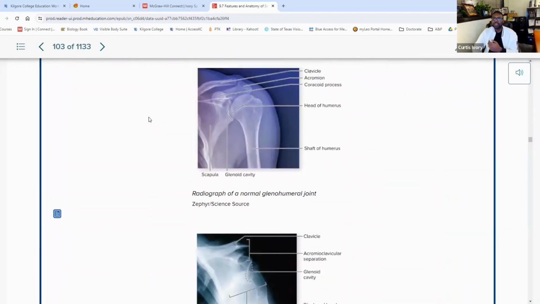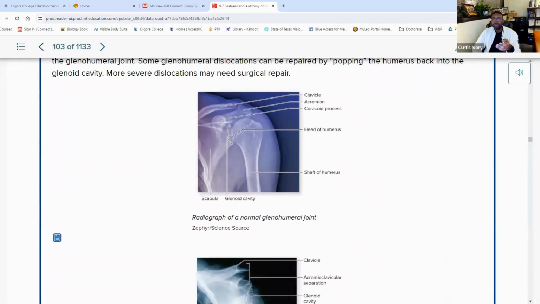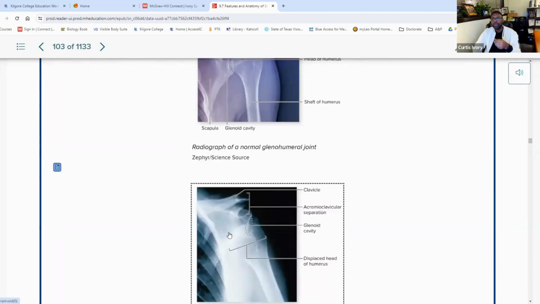So here we can actually see what a normal shoulder joint, or glenohumeral joint, would look like. And here at the bottom, we can actually see what it looks like dislocated. So here we can see the clavicle and the acromion, and here's the head of the humerus. It's kind of like it has just dropped out of the socket.